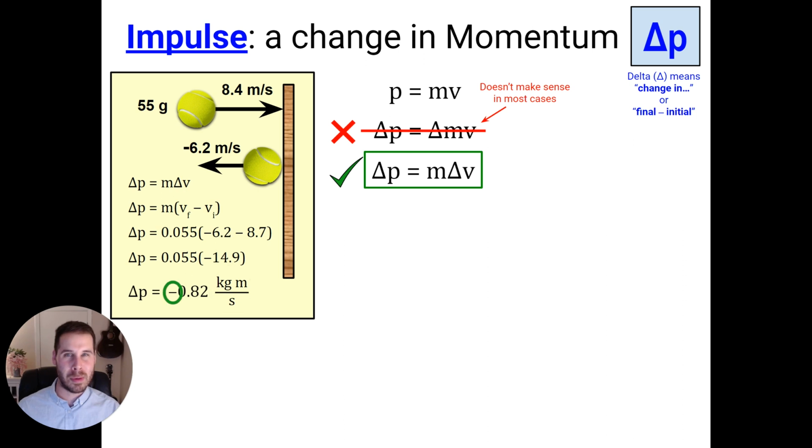Last thing about this answer before we move on, it's negative 0.82. What does that mean for what happens to that ball? Well, the wall made the ball go in the negative direction. It forced it to not go more positively, but it forced it instead to go more negatively. It ended up going that way instead of that way. So the wall had a negative effect on the ball, not like a good versus bad, but negative meaning to the left. So there's an example of a problem with impulse.